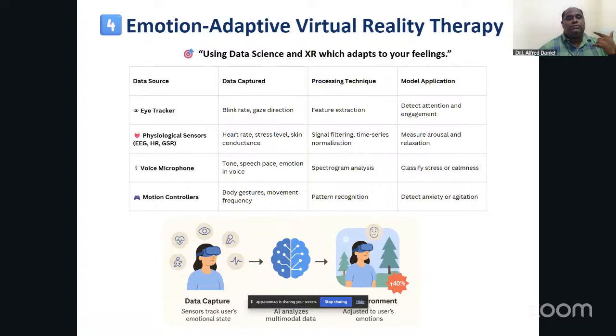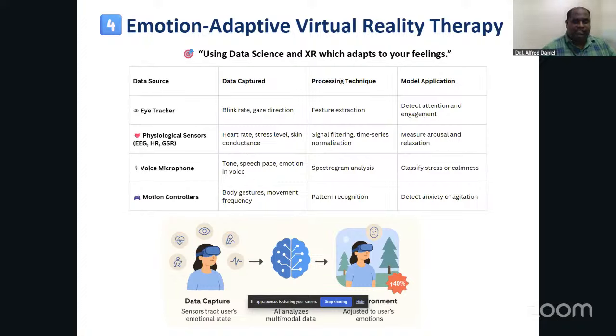Additionally, you can use physiological sensors like EEG, HR, GSR. What is the purpose? To capture heart rate, stress level, and skin conditions. What is the ultimate objective? To measure an individual's attention level and to provide a feasible methodology for them to relax. And also you can use voice data like tone, speech, emotions.